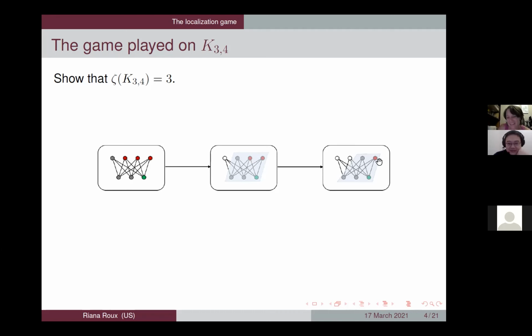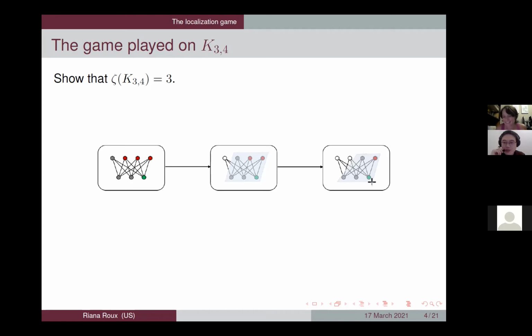And then in the last step, there's a shaded area where the robber can be. But now if you probe 3 vertices inside that shaded area, then you can see we can uniquely identify any vertex in the shaded area and the robber is caught. Okay, so 3 is definitely enough, which shows that the localization number is equal to 3. So now I hope you have a better idea.